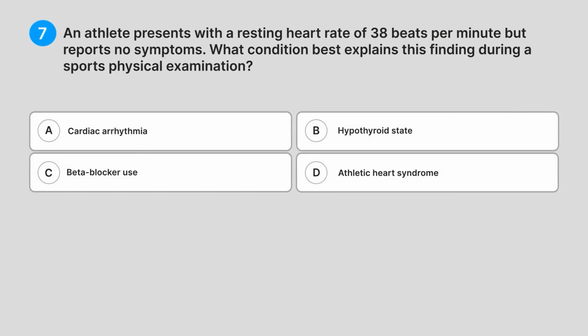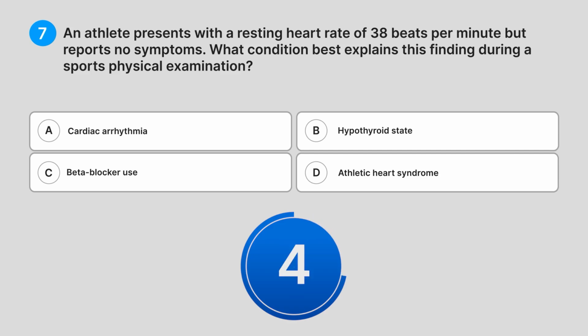7. An athlete presents with a resting heart rate of 38 beats per minute, but reports no symptoms. What condition best explains this finding during a sports physical examination? A. Cardiac arrhythmia. B. Hypothyroid state. C. Beta blocker use. D. Athletic heart syndrome. Can you guess the answer?